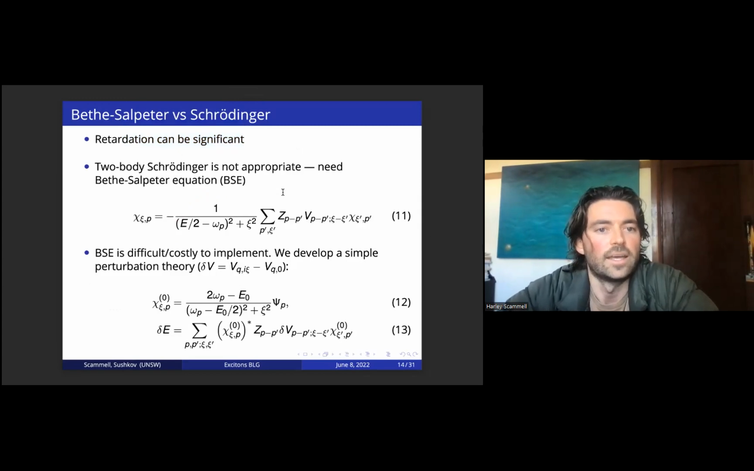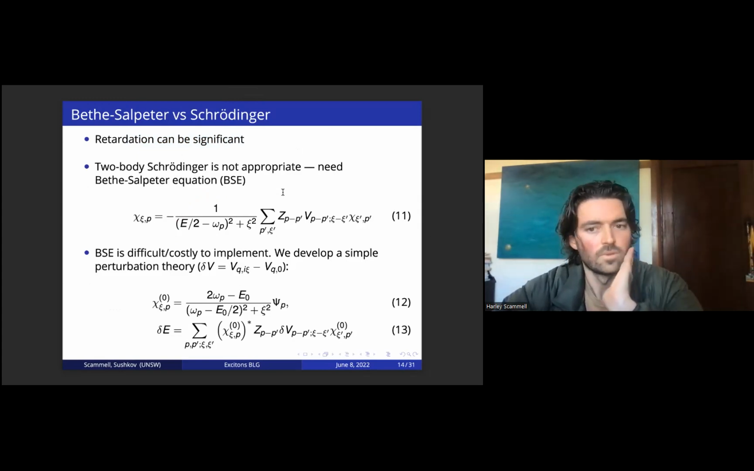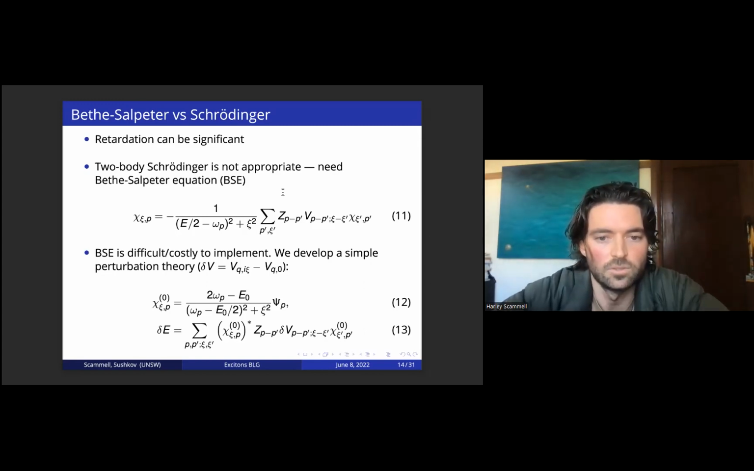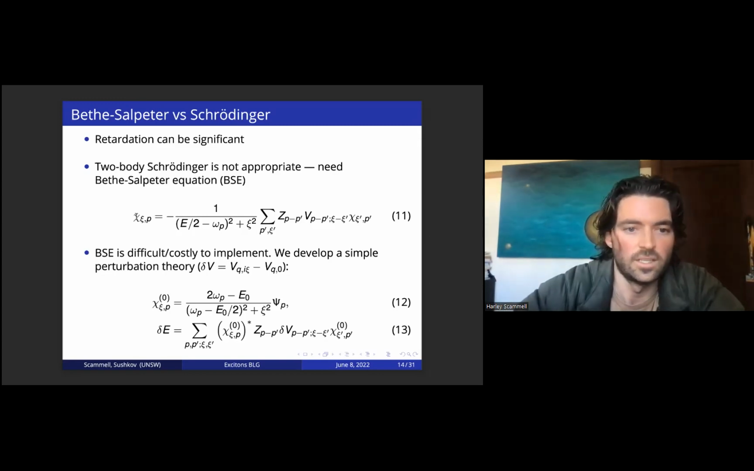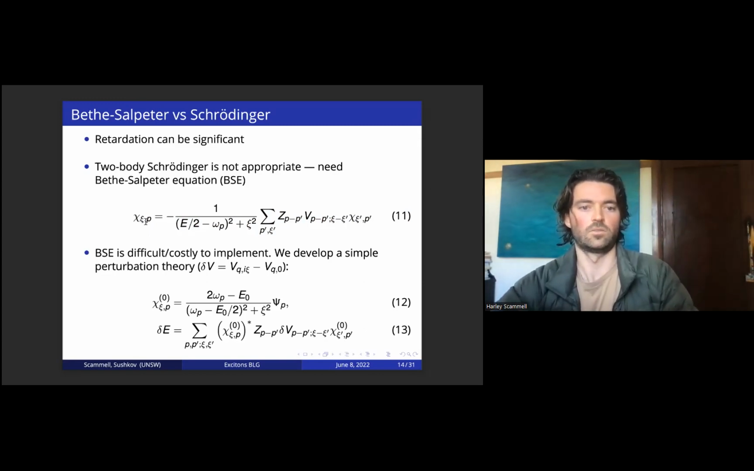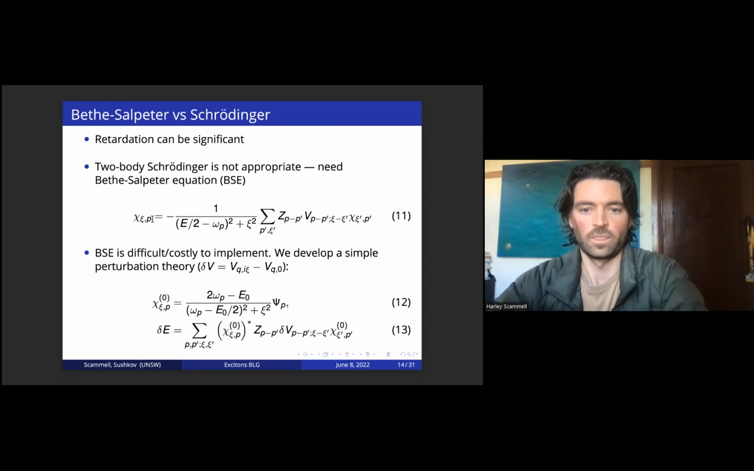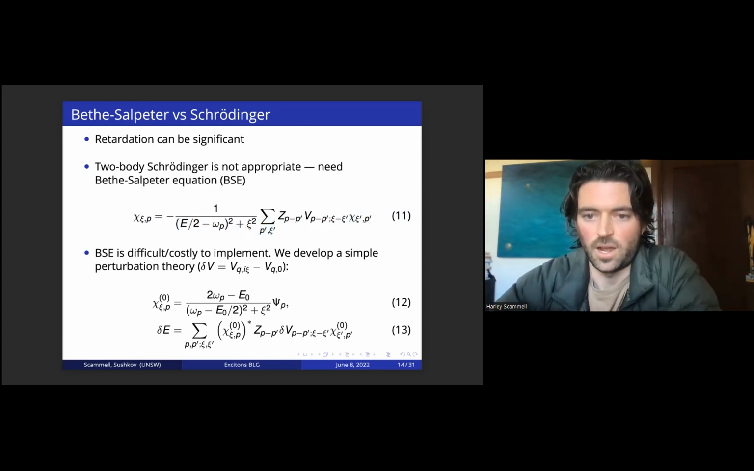The problem is then that the Schrodinger equation is not appropriate, because you can't have a time dependence in the potential and use this Hamiltonian method. So instead you have to use the Bethe-Salpeter equation, which is equation 11. This equation looks kind of fine, but it's really cumbersome and difficult to implement numerically. What we're looking at here is essentially the excitonic Green's function, chi, which depends on frequency and momentum. It's a self-consistent equation because it also appears on the right-hand side. It kind of looks a lot like BCS, but it's a little bit challenging.